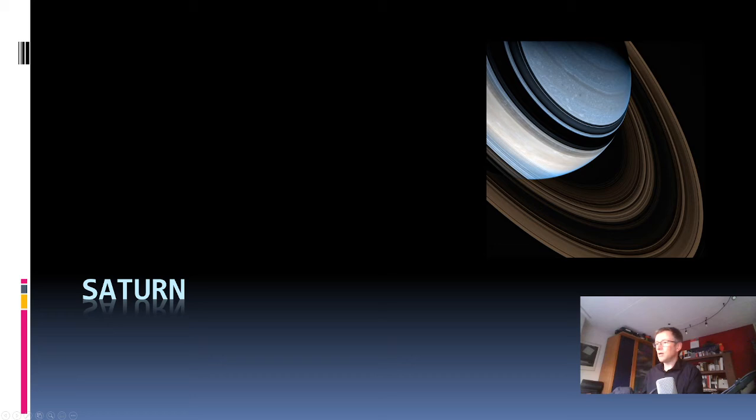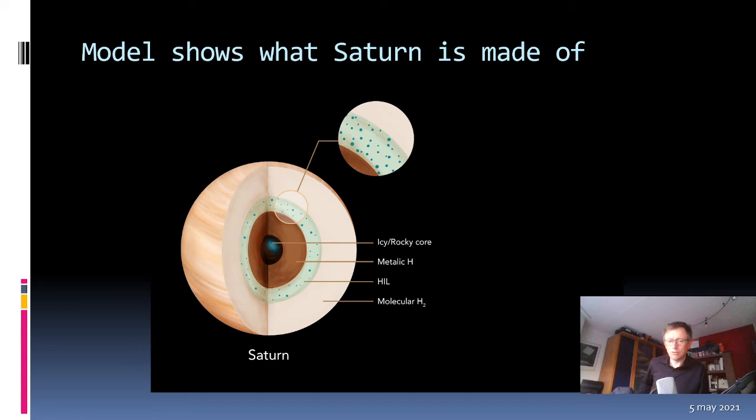Then on to Saturn, and at Saturn we had a wealth of data from the Cassini mission. But the Cassini mission has ended a while back, and we're still picking the fruits of all the data that has been gathered. For example, we're now getting a good idea what Saturn looks like from the inside.